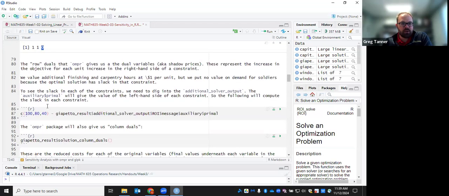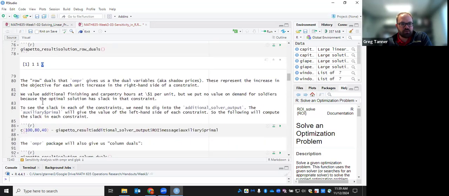Okay, we can also get the slack if we dig into it a little bit, looking in the additional solver output. And actually, most of what we'll be doing in this video will be looking into that additional solver output, which is essentially ompr passing on exactly what ROI passes on to it, which is what it gets from glpk in this case. And if we change the underlying solver, it passes back different additional solver output.